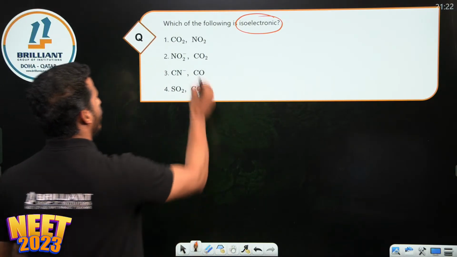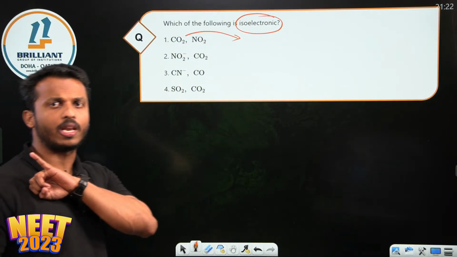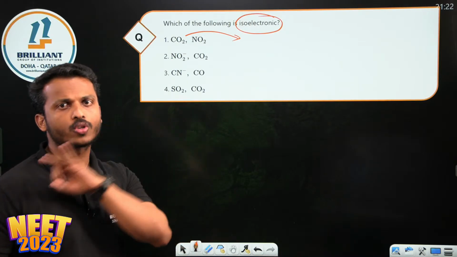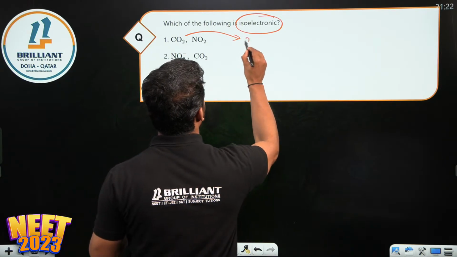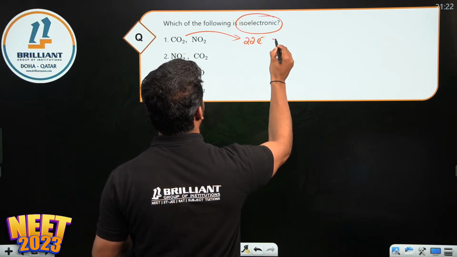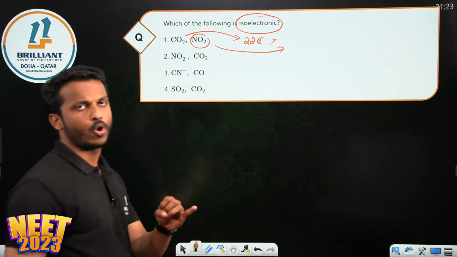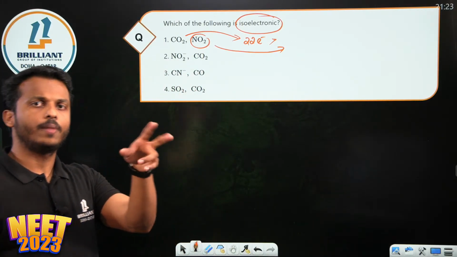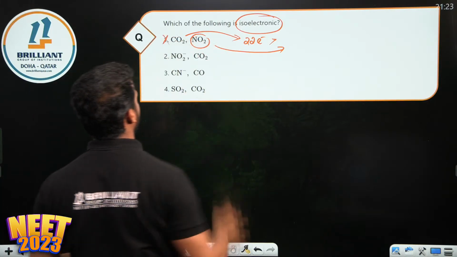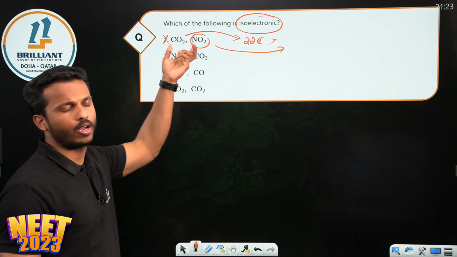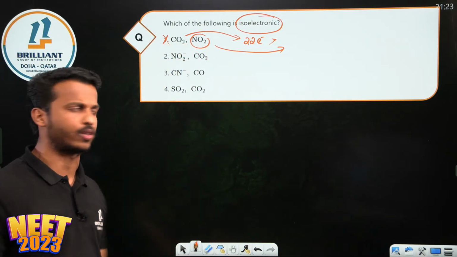Very simple. Dear all, carbon dioxide, right? Carbon contains how many electrons? 6 electrons. And O2 contains 16 electrons. So 16 plus 6, that's a 22 electron system. Now, what about NO2? Nitrogen contains 7 electrons, O2 contains how many? 16 electrons. So is it the same? No, these are not isoelectronic. This is 6 plus 16, and this is 7 plus 16. Just count the number of electrons, that's it.